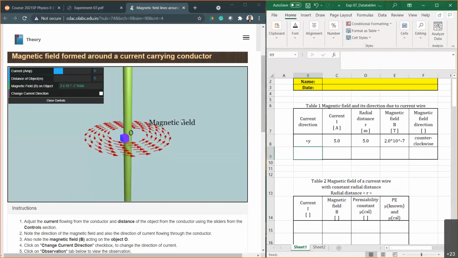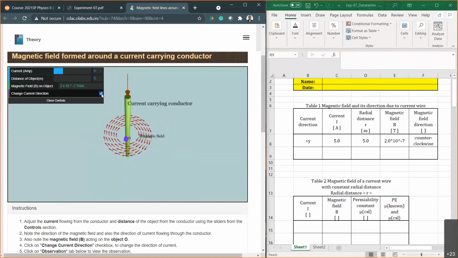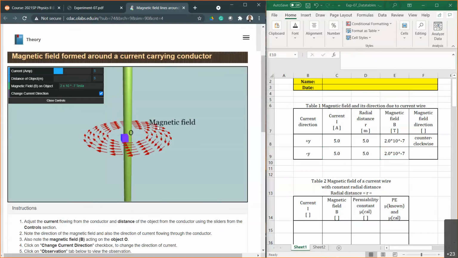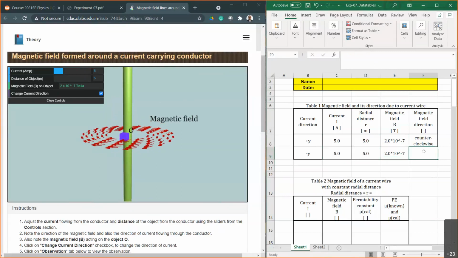Let's change the current direction and do the same observation by clicking the icon on the simulator, left-hand side, very top. The current is now in the negative y direction. And the values are the same. We can change the values if needed, but we don't need to. We're just observing how the magnetic field changes, technically the direction. That's what we're really interested in at this point. And the magnetic field, now you can see clearly, is in the opposite direction relative to the previous. So that should be clockwise.